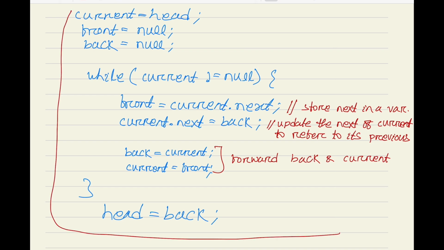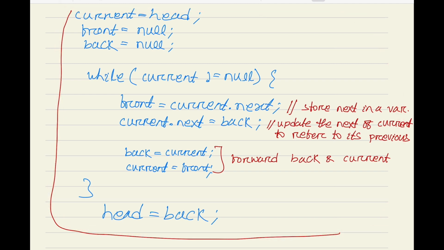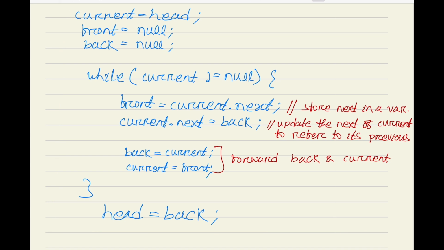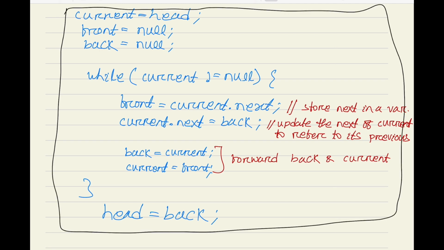That means if we follow the iterative approach to find the reverse of a single linked list, what will be the time complexity and what will be the space complexity. So we have discussed that these are the steps we need to follow in the iterative approach to find the reverse of a given single linked list. So here you can observe these steps, current equal to head, front equal to null, back equal to null.